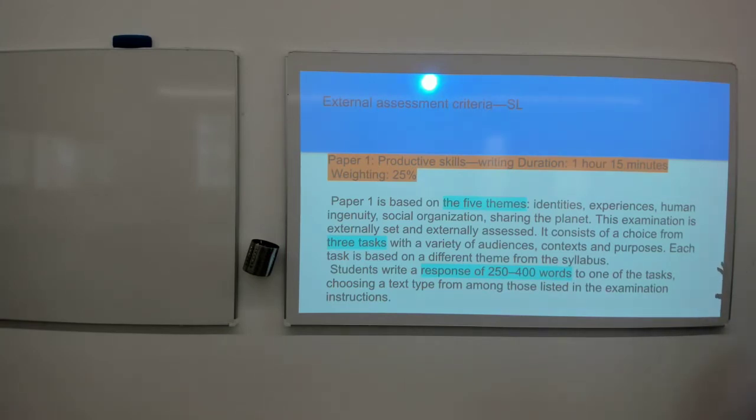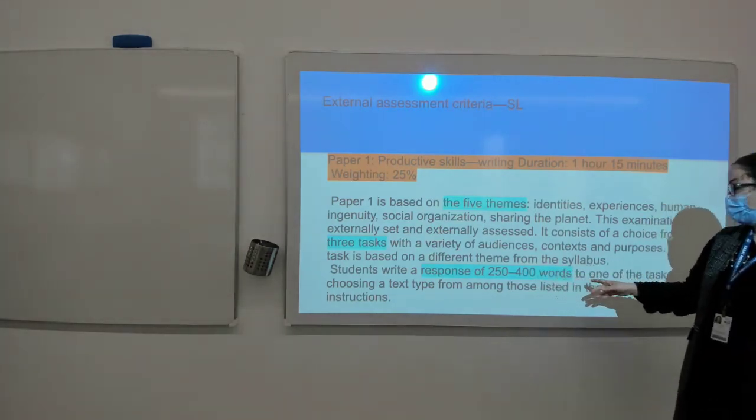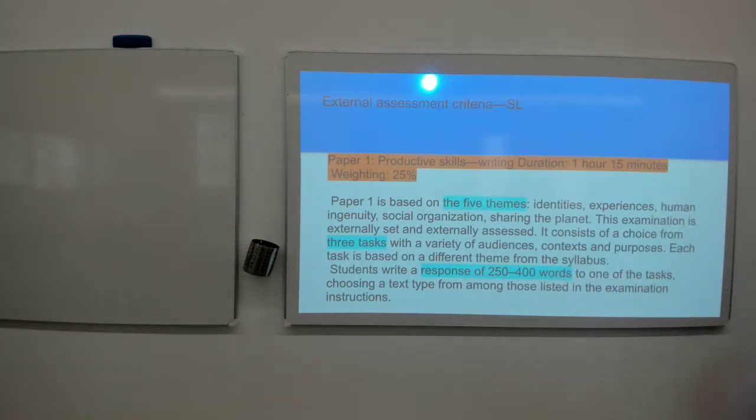In paper 1, students write a response of 250-400 words to one of the tasks, choosing a text type from among those listed in the examination instructions. Paper 1 is based on the five themes: identities, experiences, human creativity, social organization, and sharing the planet. It consists of a choice from three tasks with a variety of audiences, contexts, and purposes.